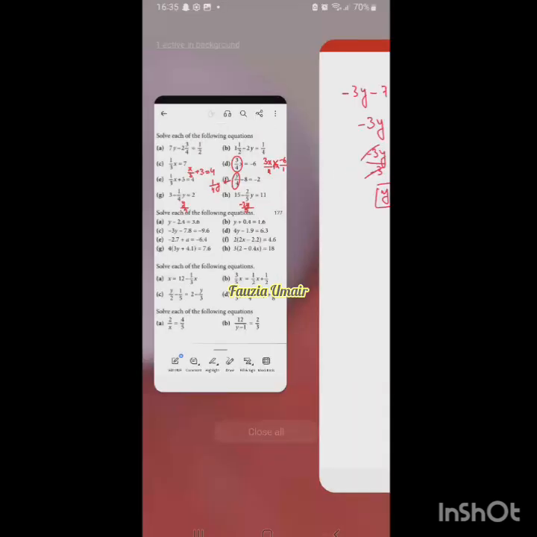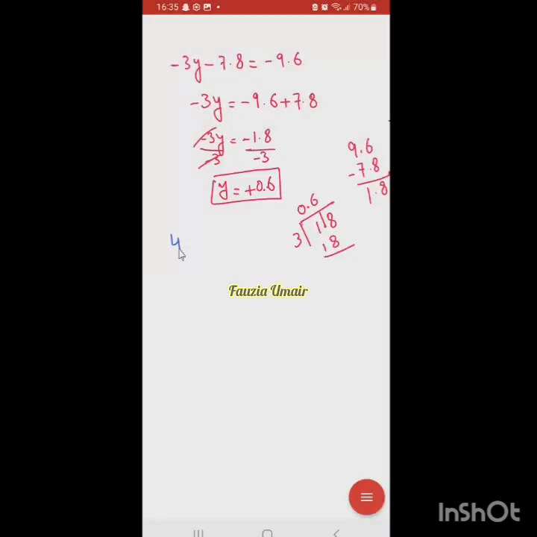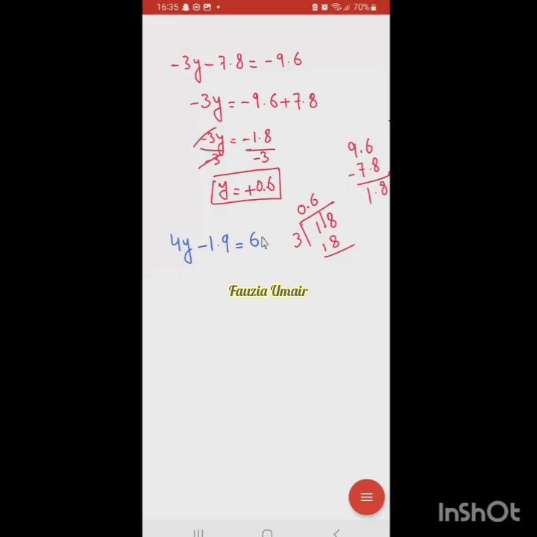So the next question is 4y minus 1.9 is equal to 6.3. So this is also a similar question. So this minus 1.9, when it goes to the other side of the equation, it will be plus 1.9, right? So now how to add these two decimals, Abrish? 6.3, 1.9. Ma'am, write it vertically first. Write it vertically with the decimal under the decimal, right? Like this. So now we can just add it.